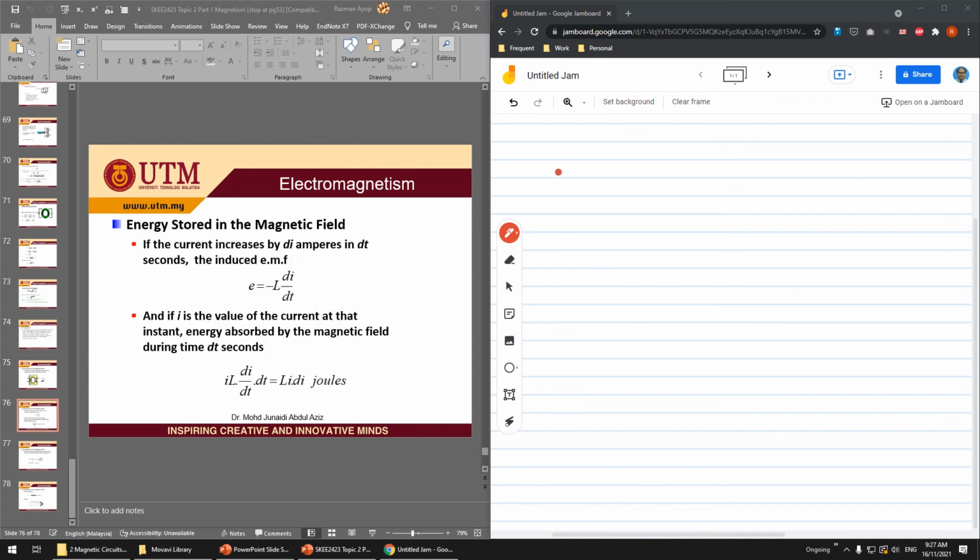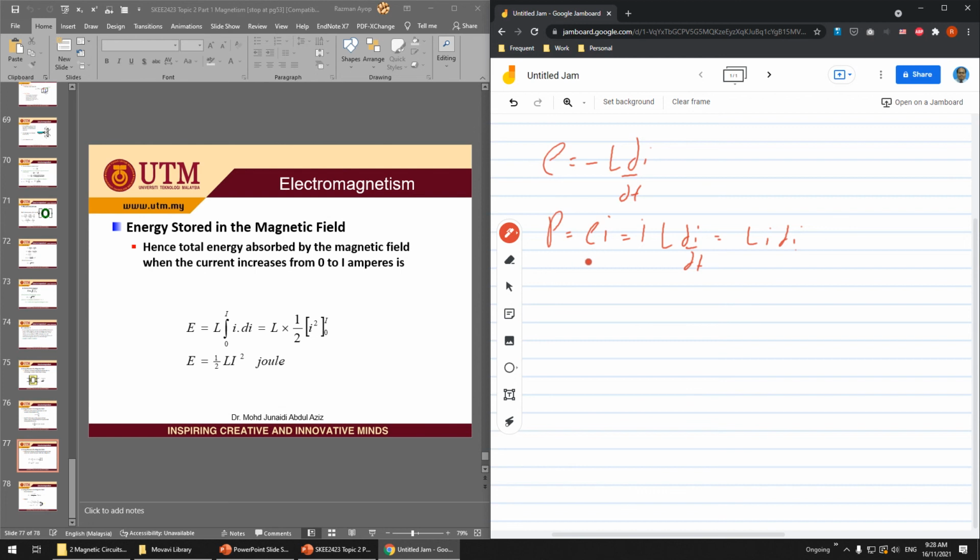Recall back, E is basically negative L di/dt. Of course the power, P, is the power stored, which is EI equals I L di over dt, so L i di. If i is the value of the current at that instant, you just look at the i di, the change of current, no need to look at the time. So P is this one.